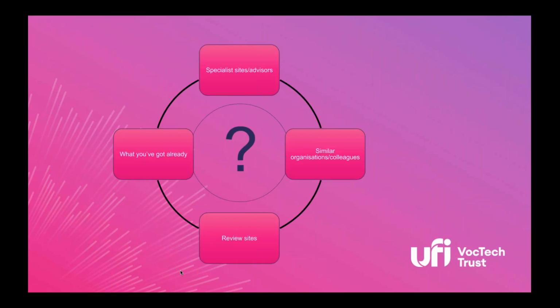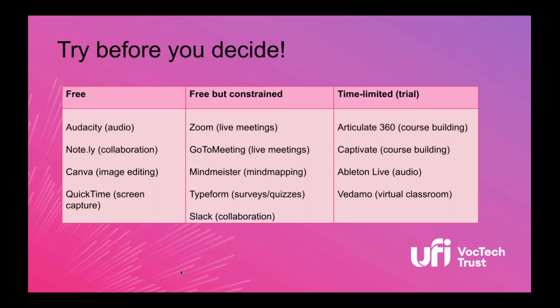So reflect on what you've got already. Use specialist sites and advisors. Consult similar organizations and use review sites. And really, really usefully, these days it's been made very easy for you to try before you decide. You might rightly ask, well, how do I know exactly what I need if I've not done this before? Well, there's a range of ways now of trying out different categories of tools and specific tools so you can get a feel for what you need.